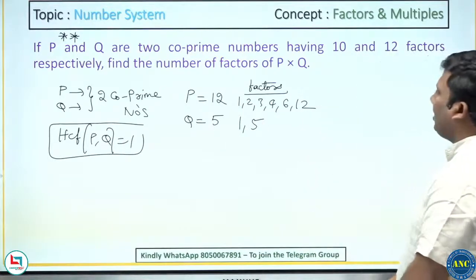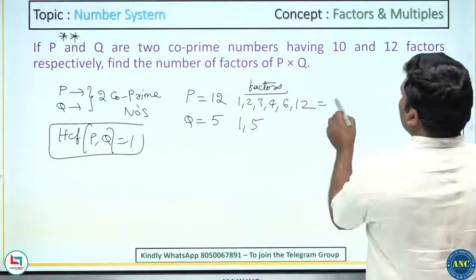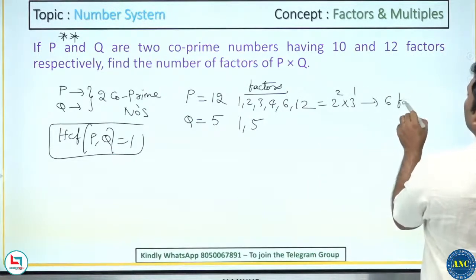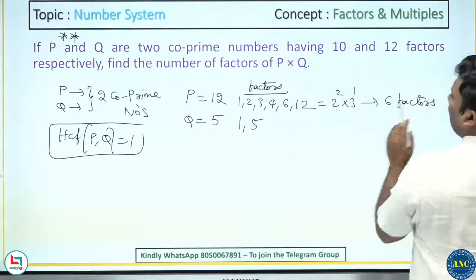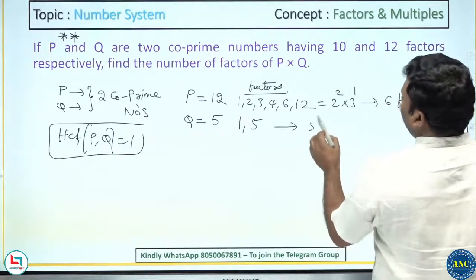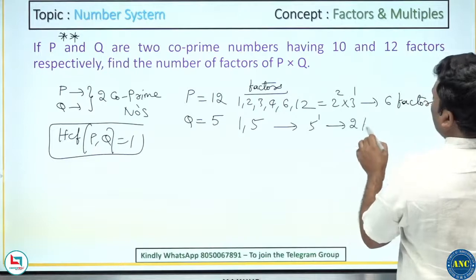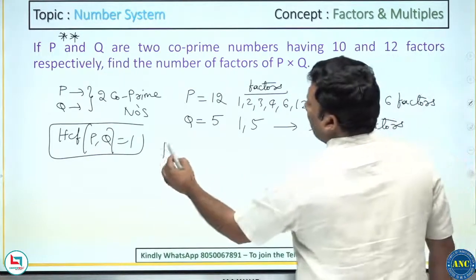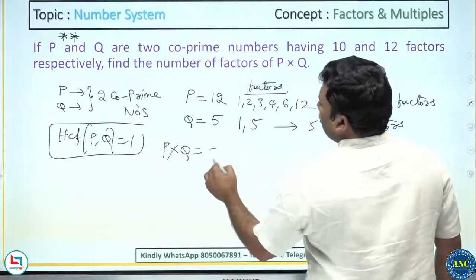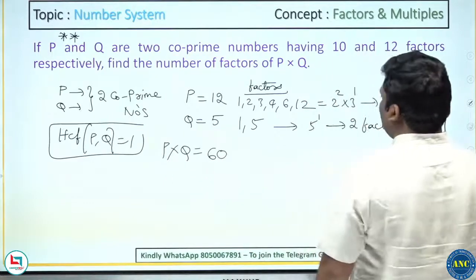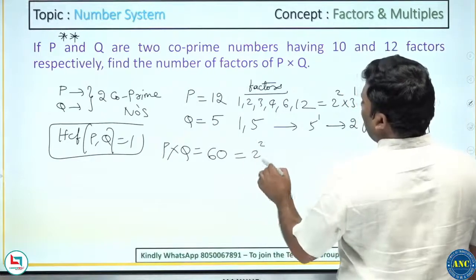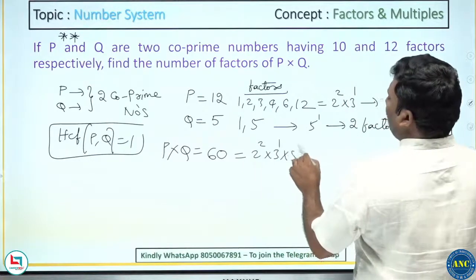What is the question that he is asking? Here, 12 is 2 square into 3 power 1, so it has 6 factors. Listen carefully, sir. Here 5 is 5 power 1, so it has 2 factors. Now, let me see what is happening. If I multiply the 2 co-primes, 12 fives are 60. 60 can be written as 2 square into 3 into 5.